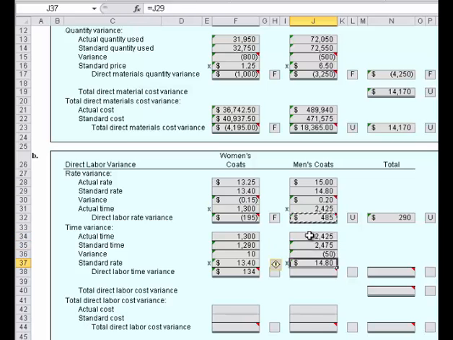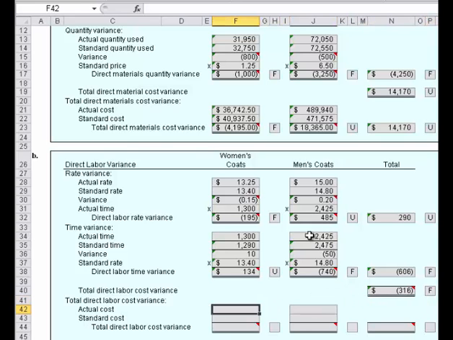Copy above here, and I got 134 and 740. The 134 is unfavorable. 740 is favorable. And so since 740 exceeds 134, we're going to be favorable on this line item. And we add the two variances together, the direct labor rate variance and the direct labor time variance, and what we come up with is the total direct labor cost variance, which is favorable to the tune of $316.